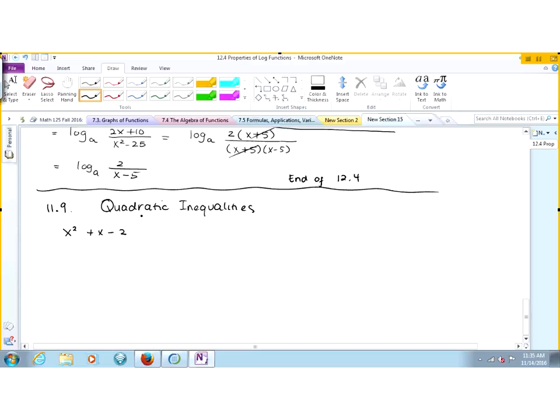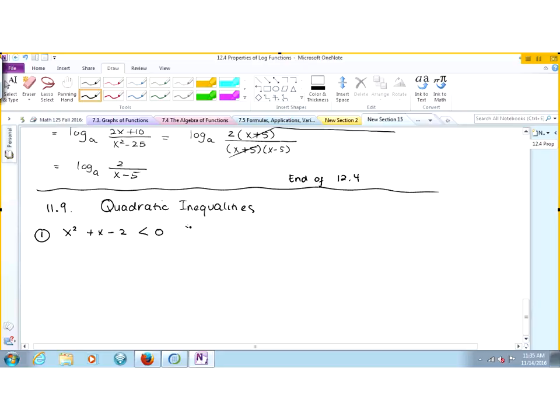x squared plus x minus 2 is less than 0. Is that what you want to do? Okay. So first of all, when you have polynomial inequalities, what you want to do is to have less than 0 or greater than 0. So one side must contain 0.